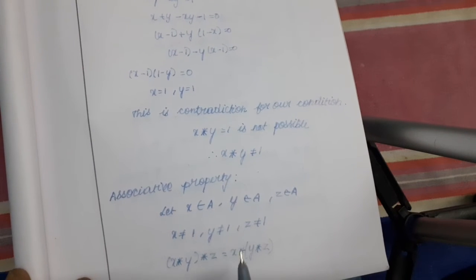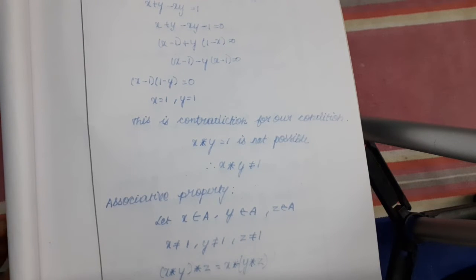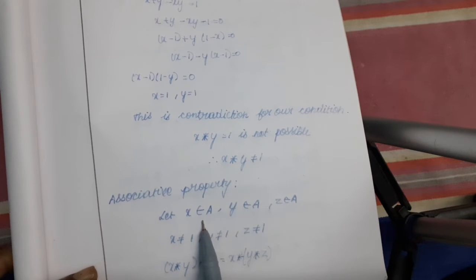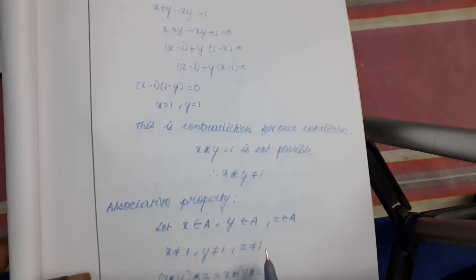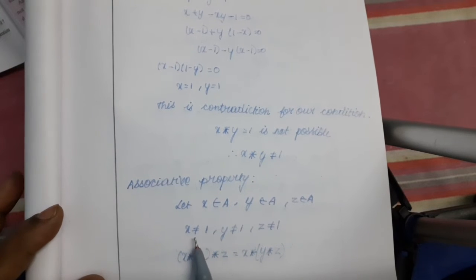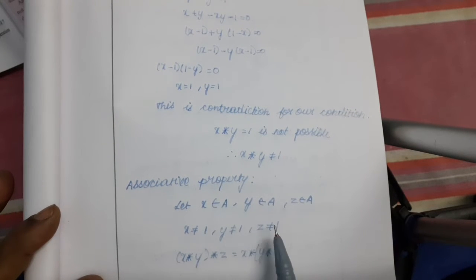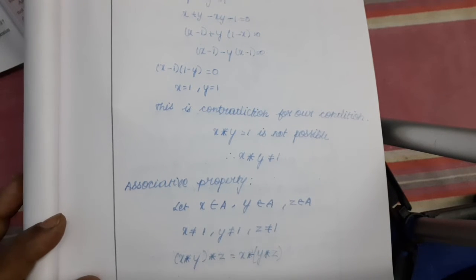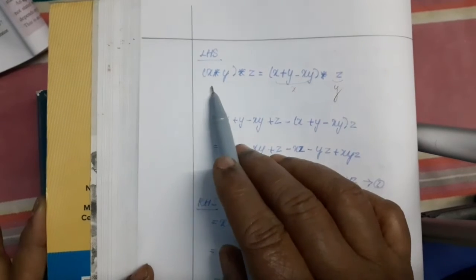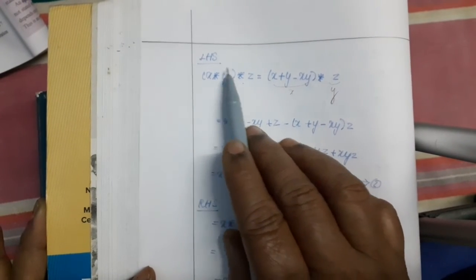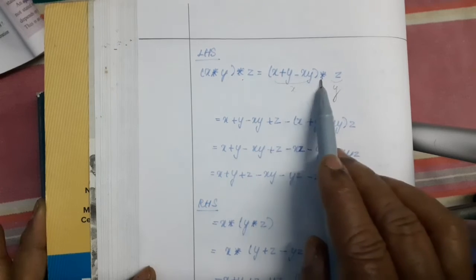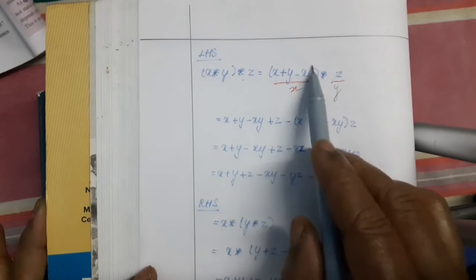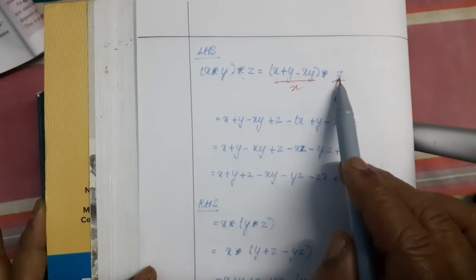Next, the associative property. What is the associative property? Let x belong to A, y belong to A, z also belong to A. For the associative property, we need 3 elements. Here x is not equal to 1, y is not equal to 1, z is not equal to 1. We need (x star y) star z equal to x star (y star z). See the LHS: (x star y) star z. What is x star y? It is (x plus y minus xy) star z. The whole bracket term is taken as x, and the remaining term z is taken as y.